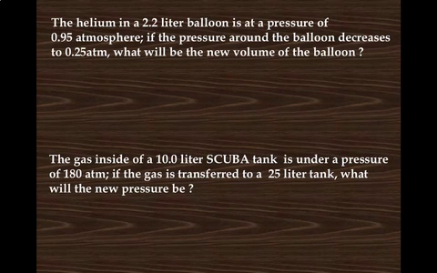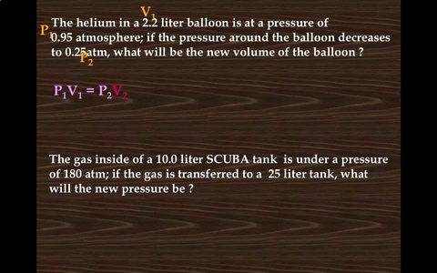The helium in a 2.2 liter balloon is at a pressure of 0.95 atmospheres. If the pressure around the balloon decreases to 0.25 atmospheres, what will be the new volume of the balloon? So 2.2 liters is my first volume, and the pressure that goes with that is 0.95. 0.25 is my second pressure, and I'm looking for my second volume.